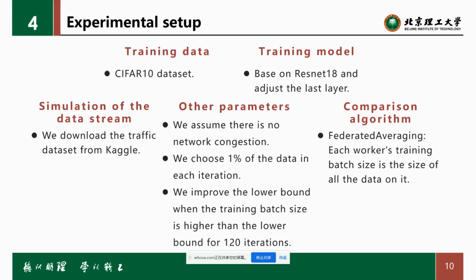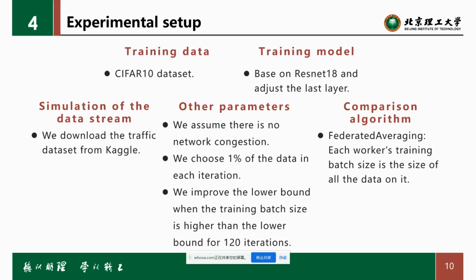Note that we do not use the original timestamp of the files. We read a row of the data every 0.06 seconds. We use two of the files to simulate the receiving speed of two workers. Furthermore, we assume there is no network congestion. In the training data selection module, we choose 1% of the data in each iteration.